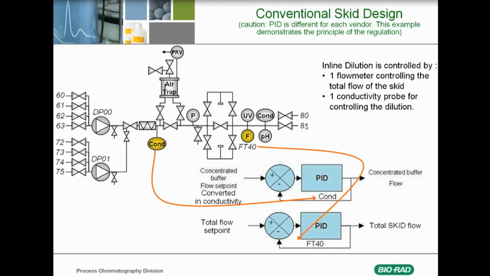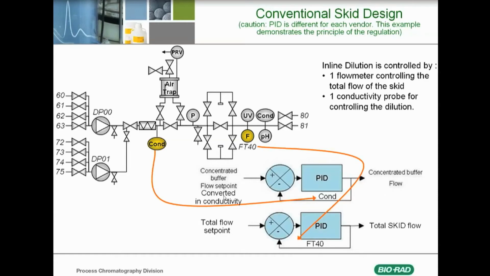It's the real minimum. With conventional skid design, the inline dilution is typically controlled by flow, so for the total flow. The flowmeter can be after the column or before the column, it doesn't matter. For that, typically what is used is closed loop control. For example, we have the pump running at some speed, so we measure the flow here. If we find that the flow is too small, it is going to speed up the pump, and we'll have some proportional integral derivative parameters so as to do a good tuning of this correction.